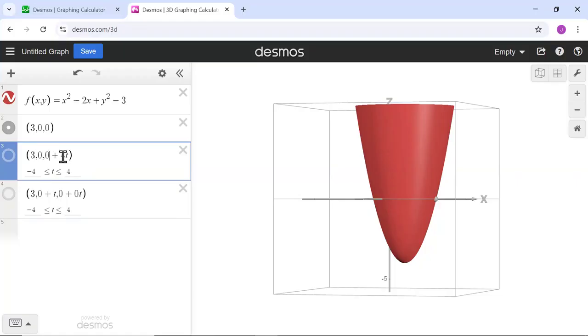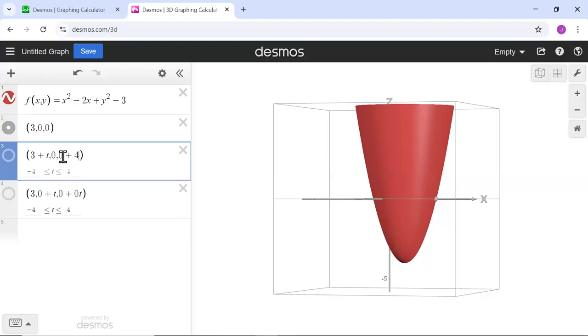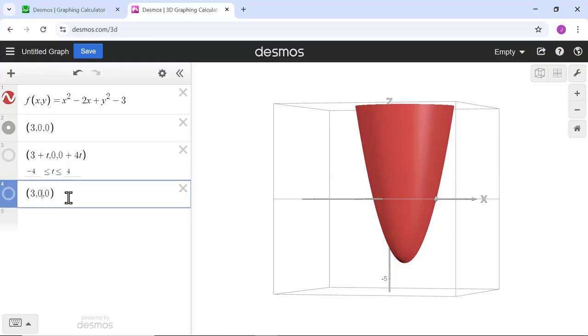Let me write that again. Slope in the x direction being 4 means every time I increase the x value by a unit, I increase the corresponding z value by 4 units. With f sub y being 0, it meant every time I increase the y by a unit, I increase the z value by 0 units.